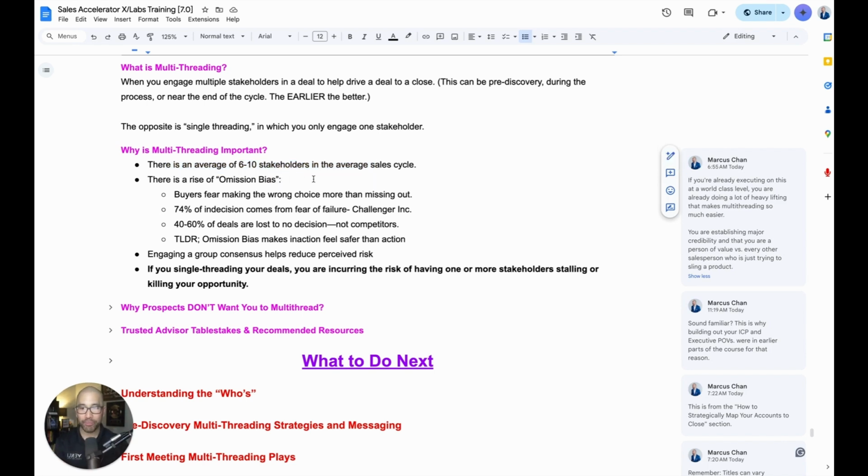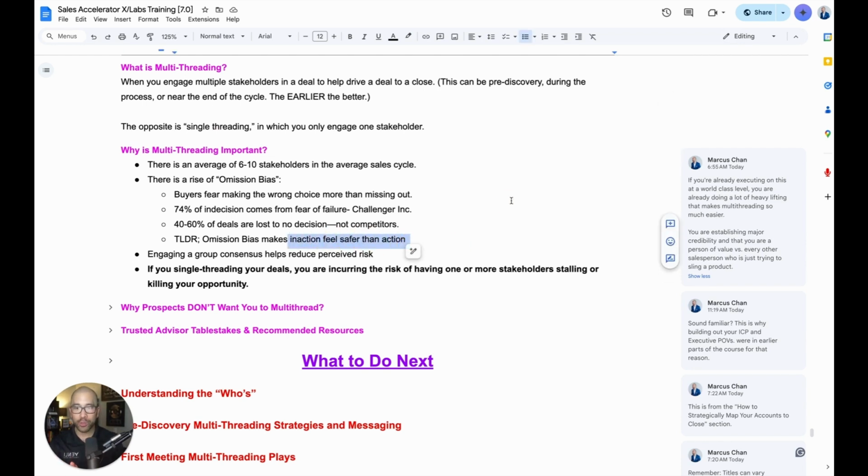On top of this, learning to multi-thread is really important because of the rise of omission bias. This is where buyers fear making the wrong choice more than missing out. According to Challenger, 74% of indecision comes from a fear of failure, and 40 to 60% of deals are lost to no decision, not to competitors. Meaning people literally just stick with who they're using, even if it's a bad situation, because inaction feels safer than action.